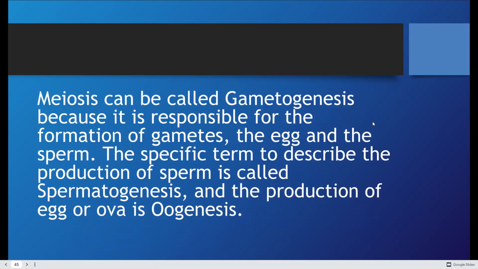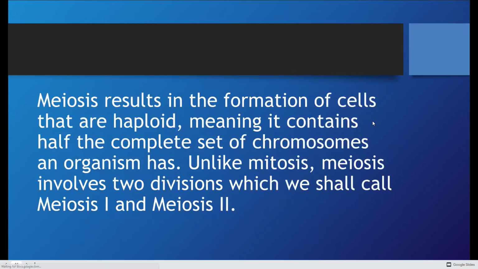Meiosis can be called gametogenesis, and when you say genesis, it is the formation. Gametogenesis, because it is responsible for the formation of gametes, the egg and the sperm. The specific term describing the production of sperm is called spermatogenesis, the one that I've been telling you a while ago. The formation of sperm is spermatogenesis, and the formation of egg is called oogenesis. Okay, please take note of the terminologies. These are just the basic terminologies.